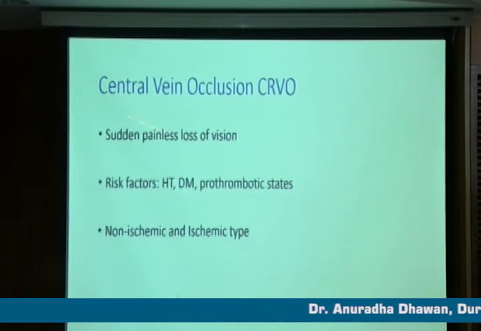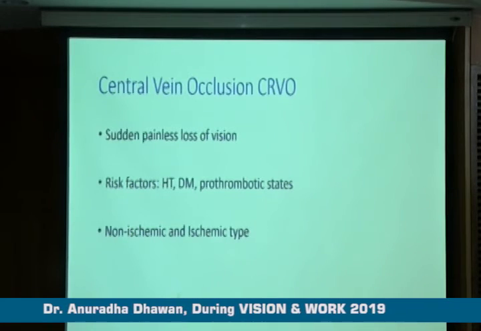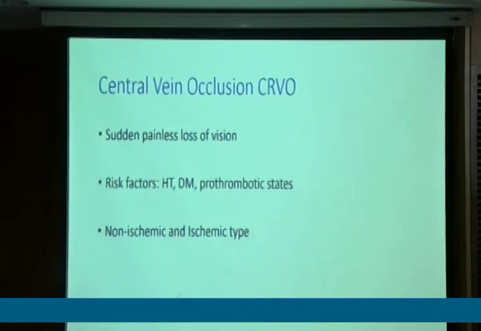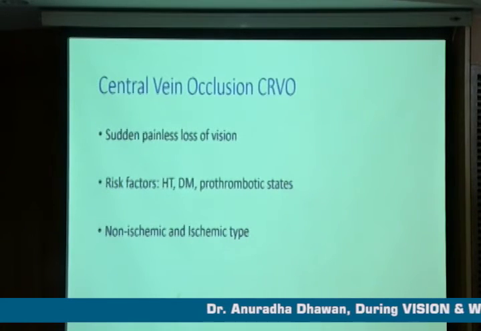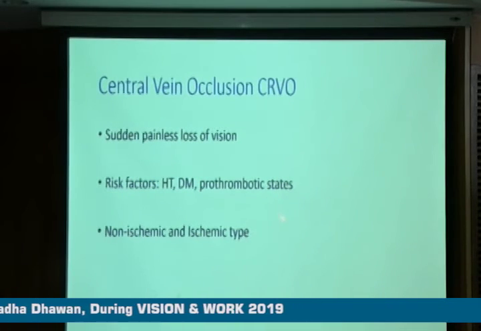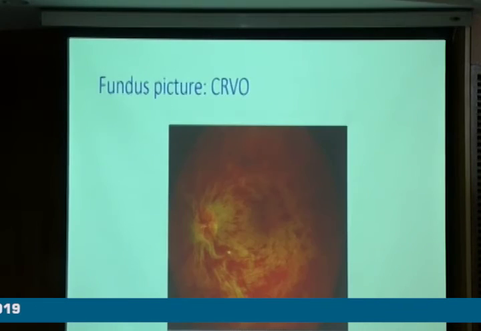So CRVO, again, it is not as bad as CRAO, but a person can be going to his bed happy, having a good vision, and he might get up in the morning with loss of vision in one eye. So it can be again as sudden as this. This happens usually in the patients who are uncontrolled hypertensive, diabetics, or in certain younger patients with prothrombotic states. Presents with sudden painless loss of vision.